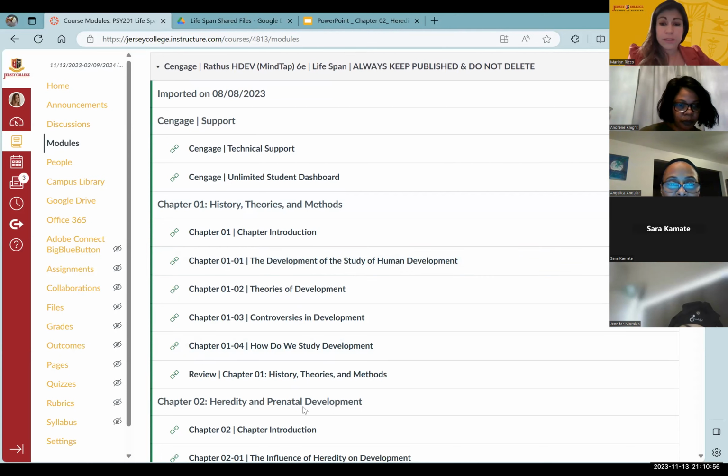Question: how many questions is the quiz? Like the weekly quiz? Good question. All the quizzes will have 20 questions. Most of our weeks are based on two chapters, so if we divide the 20 questions between two chapters, it would be 10 questions per chapter. If it's three chapters, then it'll probably be 6 or 7 questions per chapter. Okay, thank you.